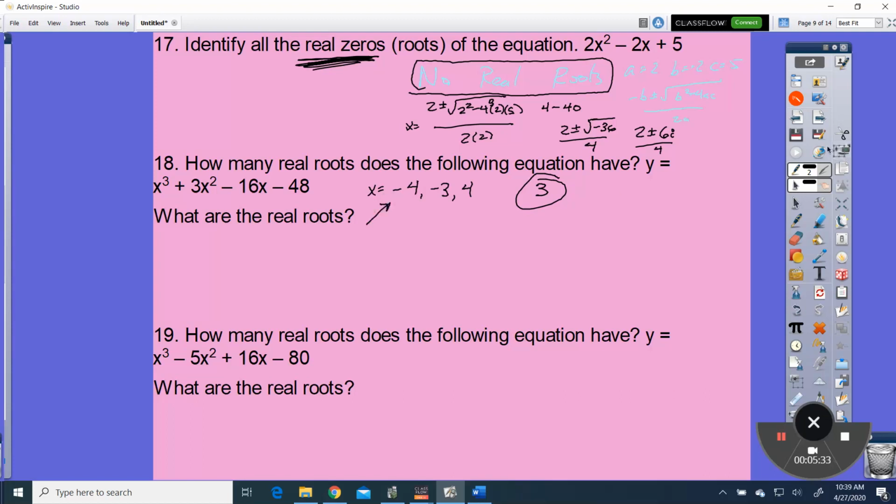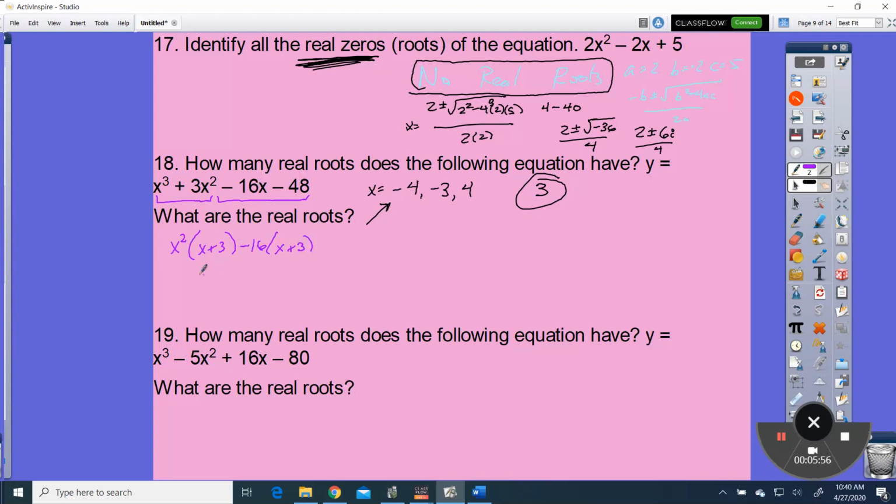They're -4, -3, and 4. The other way to do this, I taught you how to factor by grouping. I can't remember. Where you look at the first two and you look at the last two. These first two are divisible by x squared. That's x plus 3. These two are each divisible by -16. And if I pull the 16 out, that's left with x. 48 divided by -16 is 3.